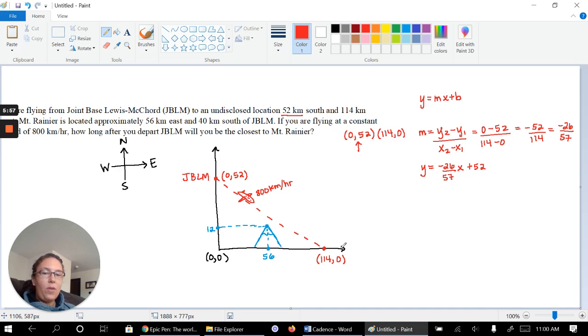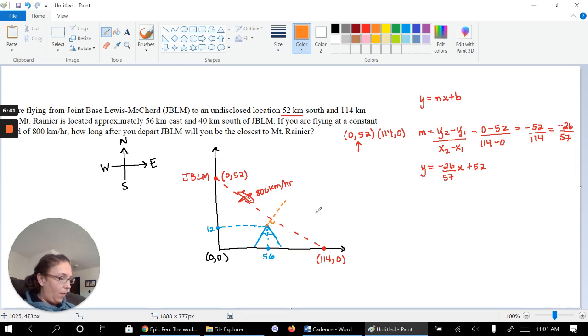All right, so now we need to figure out what point along this line is going to be the closest to Mount Rainier. Now the closest distance from Mount Rainier to this line would be a perpendicular line. So if I were to draw a line that passed through Mount Rainier but was perpendicular, so I'm drawing like a little right angle there, perpendicular to the plane's pathway, then I would know that was the point where it was closest.